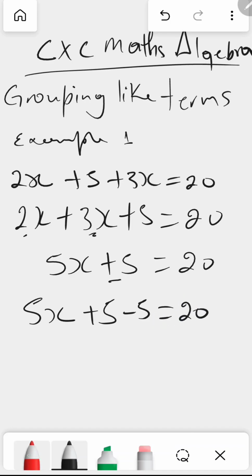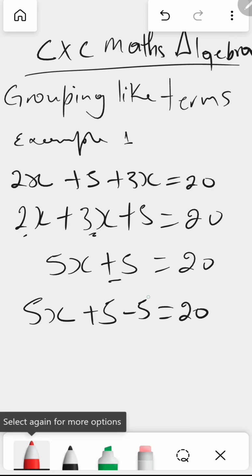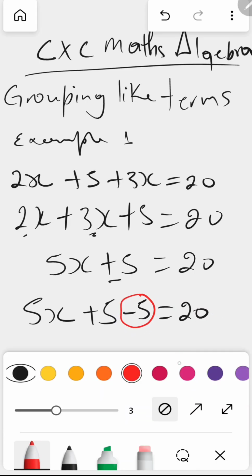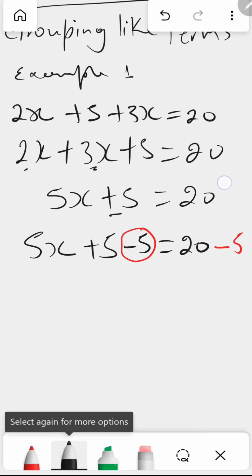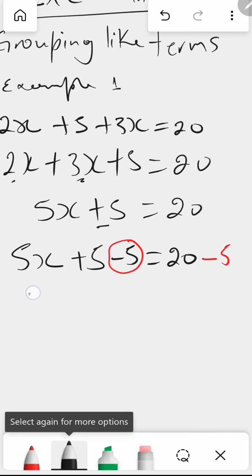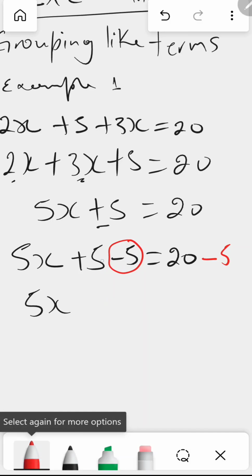And what we do to one side, we do to the other. So here we did subtract 5, so we are going to subtract 5 on the opposite side as well. So we put our minus 5 over here. Good. Now we go ahead and do our calculation. We have 5x. This 5 plus 5 cancel out, negative 5, so that would be 0. You put back your equal sign. 20 minus 5 gives you 15.